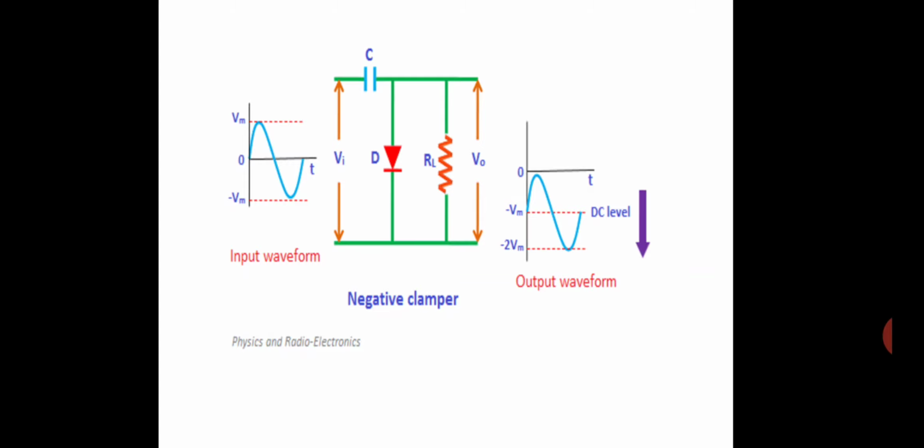For the positive cycle, the diode's first part is positive and the input is positive, so the diode is forward biased. In forward biased condition, the diode works as a short circuit, as a switch. In this condition, the capacitor charges up to the input maximum value Vm.